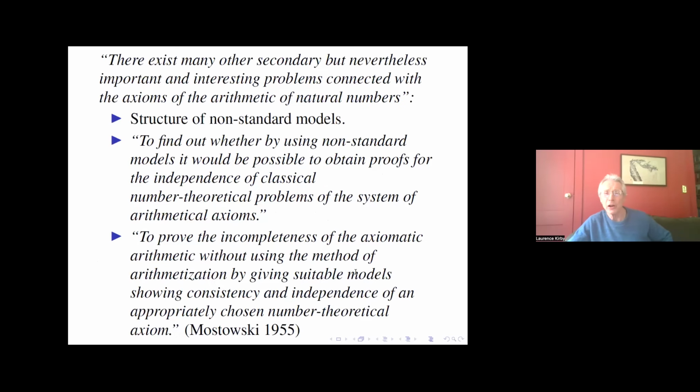like this. There exist many other secondary but nevertheless important and interesting problems connected with the axioms of the arithmetic of natural numbers. And he singles out 3. First, investigating the structure of the non-standard models. Second, to find out whether by using non-standard models it would be possible to obtain proofs for the independence of classical number theoretical problems of the system of arithmetic. And third, to prove the incompleteness of the axiomatic arithmetic without using the method of arithmetization by giving suitable models.